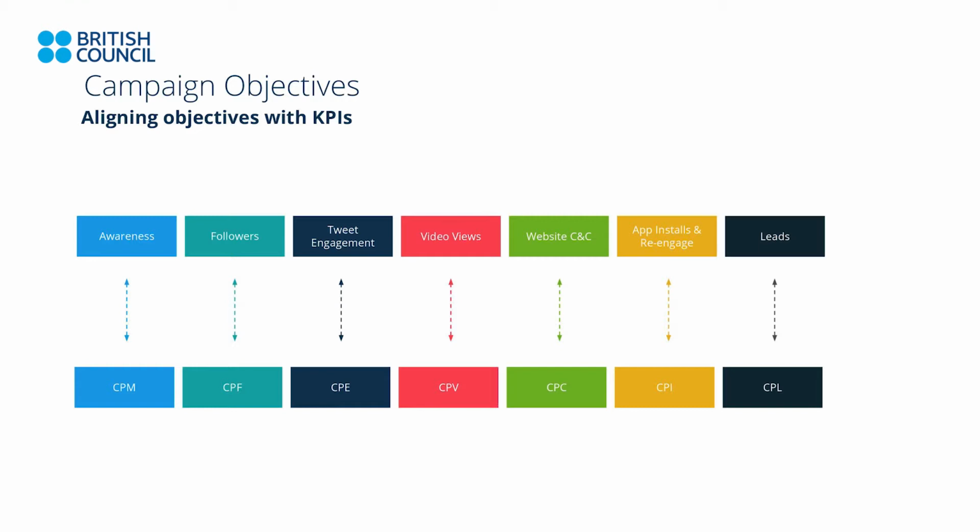For website clicks and conversion, it will be CPC, cost per click. How much are you paying per click to your landing page? For app install and re-engagement, it will be CPI, which is cost per install. How much are you paying per 1 person installing the app? And for leads, it's going to be CPA, which is cost per lead. So depending on your objective, Twitter is going to be billing you per the objective that you set for your Twitter campaigns.